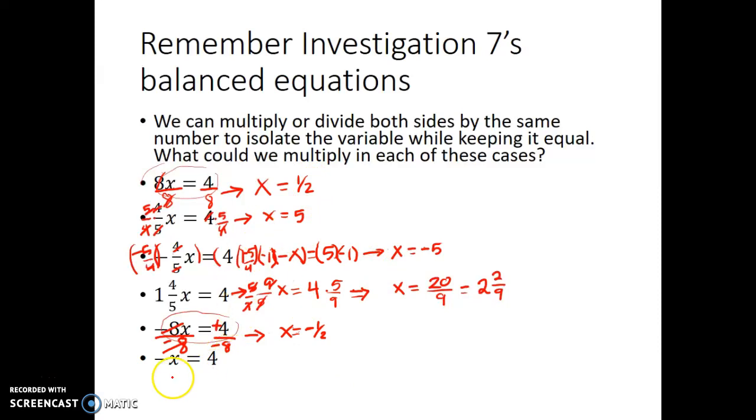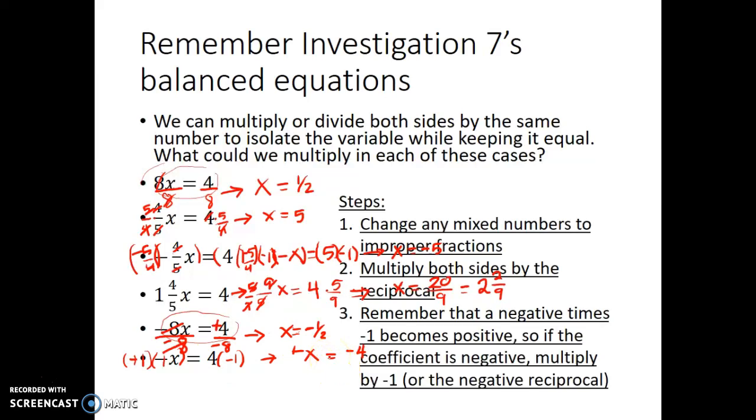What about this one? This kind of looks like what we had up here, kind of in the middle of solving this problem. And so we could just multiply both sides by negative 1. And that'll turn us into a positive x equals negative 1 times 4, which is just negative 4.